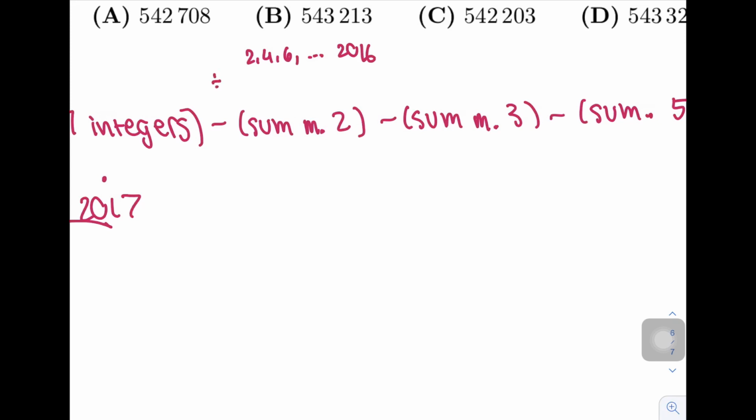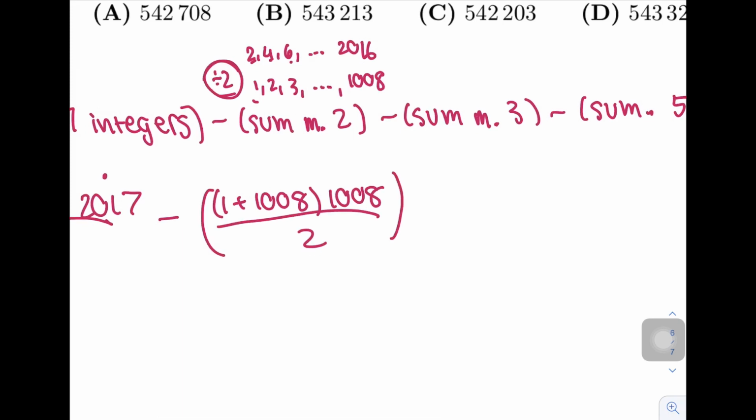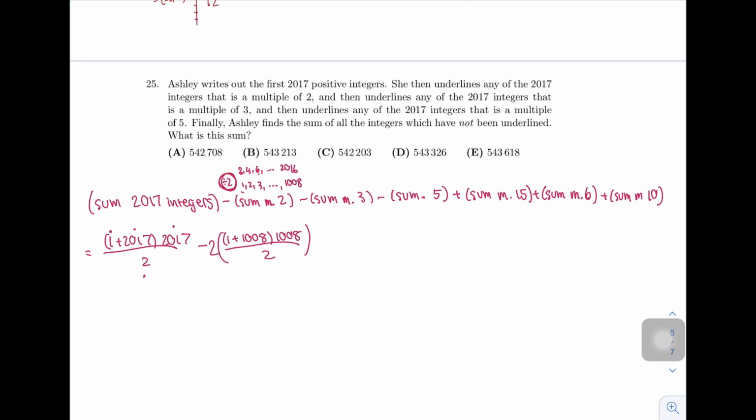So then for this case, we're going to divide all of these numbers by 2. So we get 1, 2, 3, all the way until 1008. So really, this is just first number, 1, plus last number, 1008, multiplied by the number of numbers, 1008, divided by 2. But because we divided by 2 here, we multiply everything by 2. And then I'm going to do the same process for 3, 5, 15, 6, and 10.